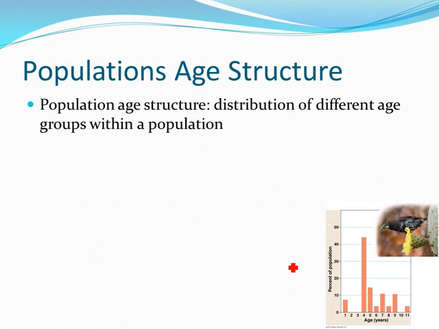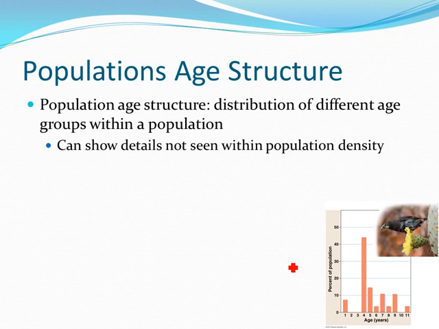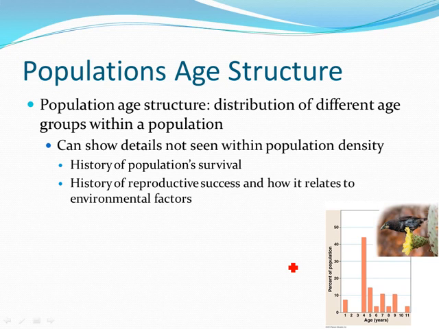So not only did we look at the density, right, of population density, we're also looking at the age structure. And the age structure is just the distribution of the different ages within that population. And this can help ecologists see details that cannot be seen within the population density. So it gives you a little bit more information than just seeing how many oak trees are in this area. You get to see how old these oak trees are compared to these oak trees here. So with this information, you can see the history of that particular population's survival and also the reproduction success or failure rates and how it relates to environmental factors.